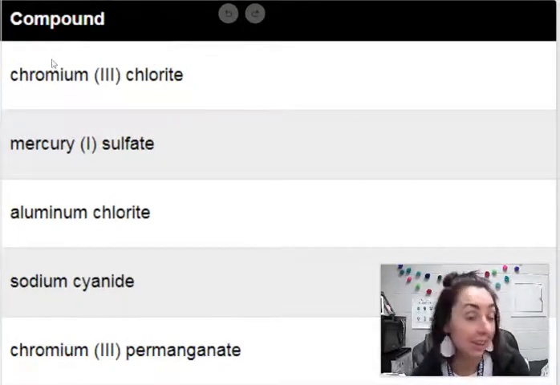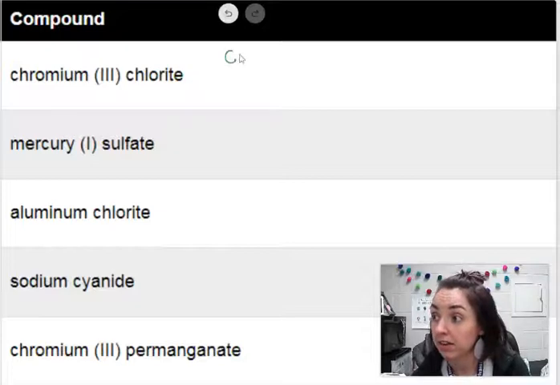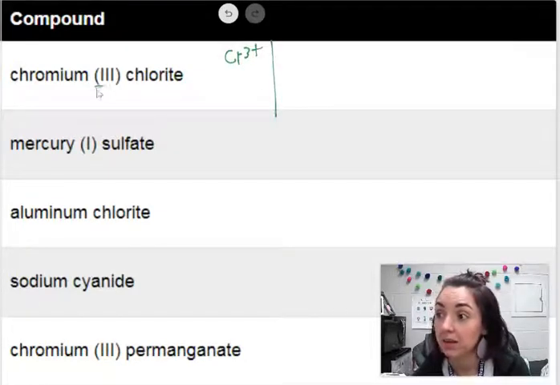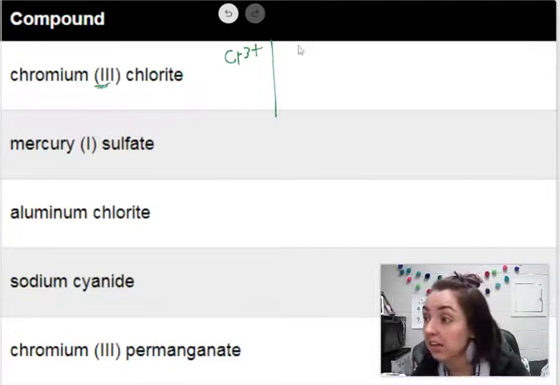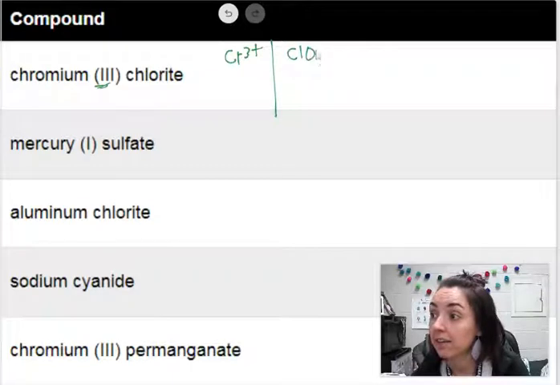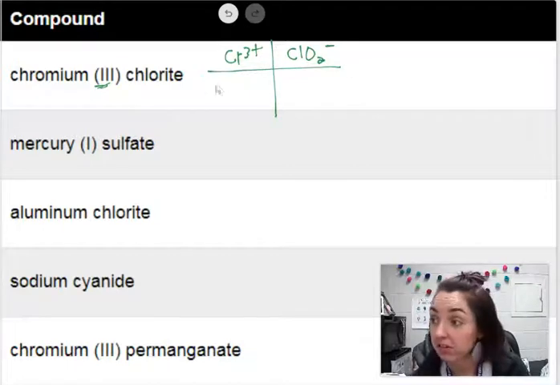So we're going to start, like usual, by just writing out what our ions are and their charge. So chromium 3, that's going to be Cr3+. We know it's +3 because of the Roman numeral. Now I'm going to use my ion reference sheet to find out that chlorite is ClO2 -1. So first things first, let's balance our charges. Just because it's a big old ion doesn't matter, it still works the same way.